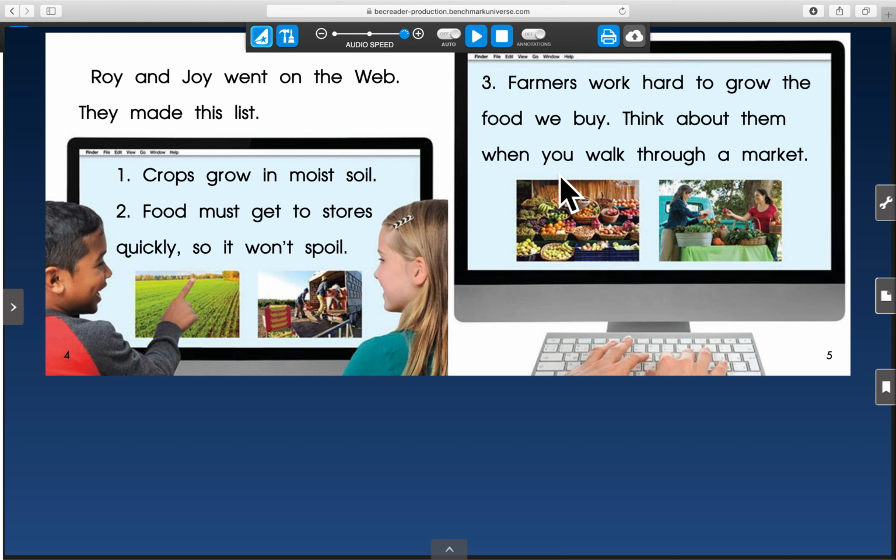Okay, so let's read this page again, page 5. Now we'll read it fluently because we had to reread a couple of times, or at least I did. And now I'm going to read it knowing that I can read it fluently and chunking it correctly. We'll do it together and go. Farmers work hard to grow the food we buy. Think about them when you walk through a market. Okay, and again, class, if I'm going too fast, remember you can pause it so that you can catch up and read this at your own pace. Then, when you're ready to go to the next page, you can press play and then we'll move on, like now.